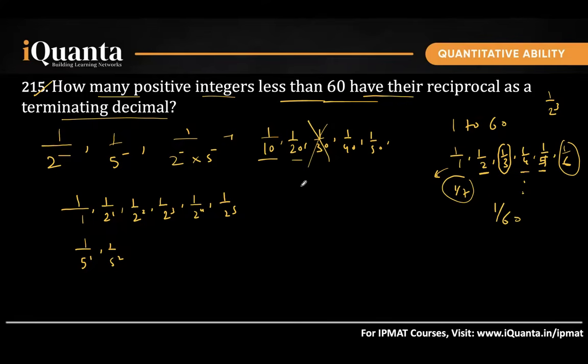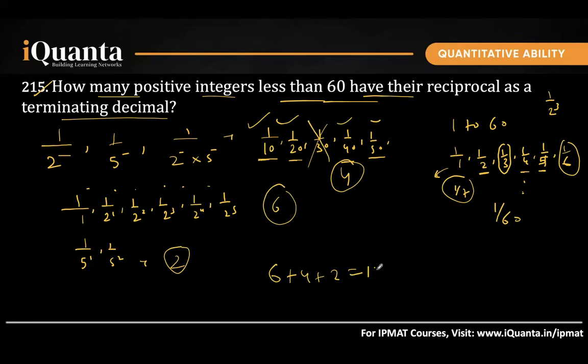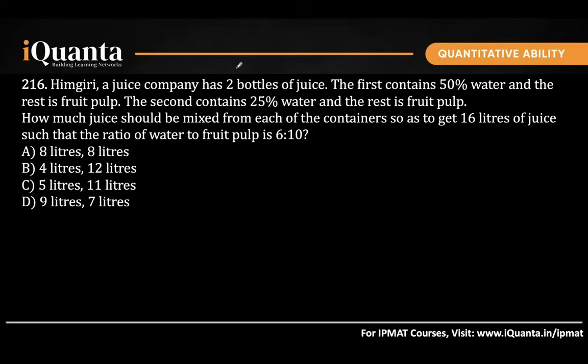Now, what do we see here in 1 by 10, 1 by 20? I have counted 1 by 30 as well, that will be removed because 1 by 30 has a 3 in the denominator, while 50 is purely made up of 2 and 5, 40 is purely made up of 2 and 5, 20 is made up of 2 and 5, 10 is made up of 2 and 5. So 4 values here, 6 values here and then 2 values here. So 6 plus 4 plus 2, that means 12 values in total. So there are 12 positive integers whose reciprocal will give you a terminating decimal.